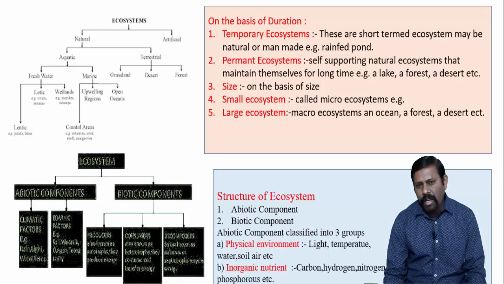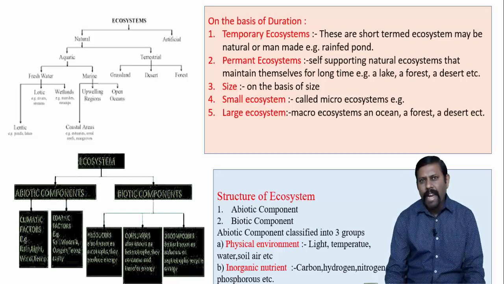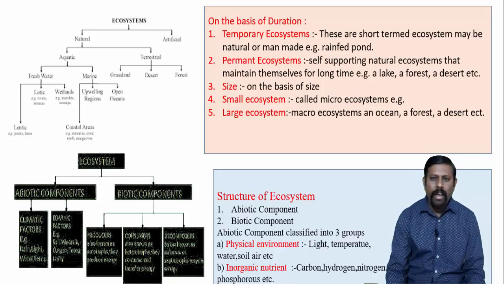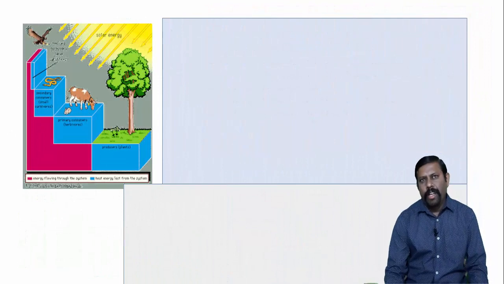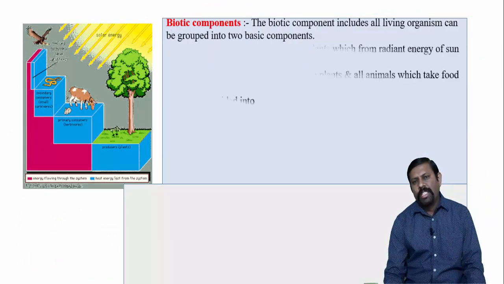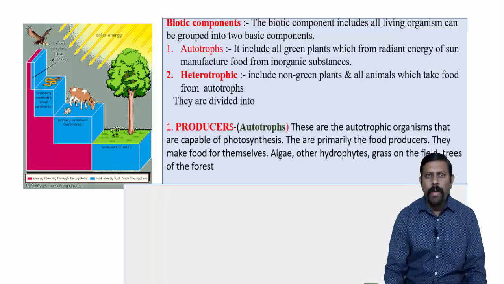The abiotic components are classified into three groups: physical environment, such as light, temperature, water, soil, etc.; inorganic nutrients, such as carbon, hydrogen, nitrogen, phosphorus, etc.; and organic components, carbohydrates and proteins. The biotic components include all living organisms, which can be grouped into basic components.